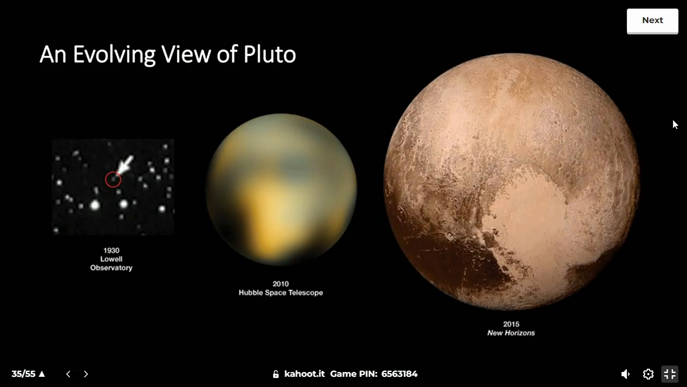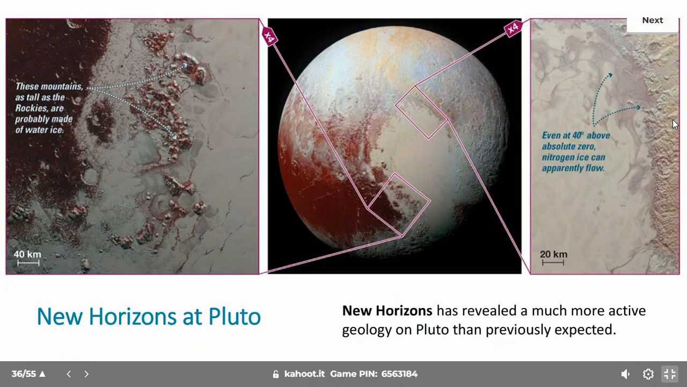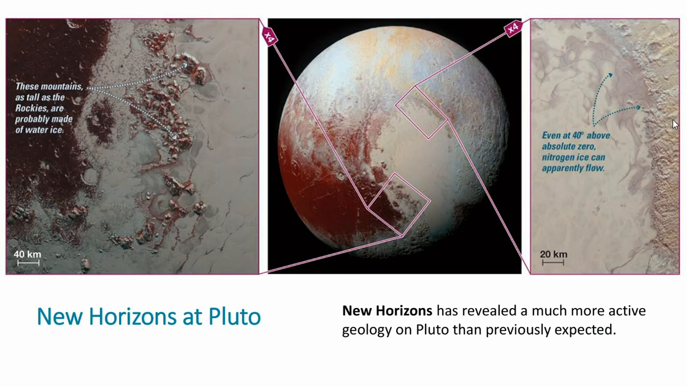So when Pluto was first discovered in 1930, this is what we could see of it. Then even with the Hubble Space Telescope, we could only get a very fuzzy picture, and it wasn't until we sent a probe directly to Pluto that we could get this nice, pretty picture of what Pluto actually looks like. And like I said, it's a bit more interesting than scientists originally thought.